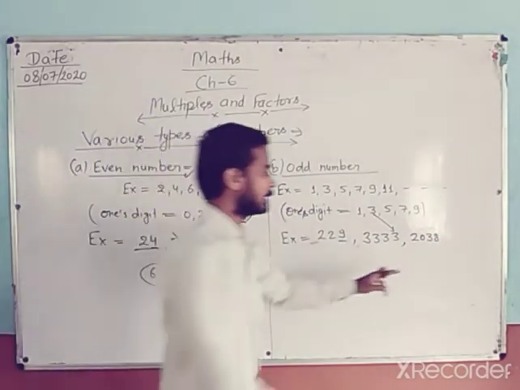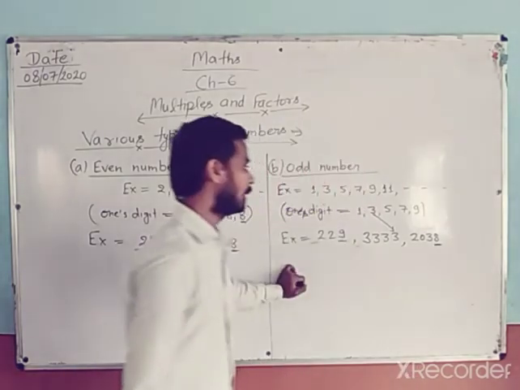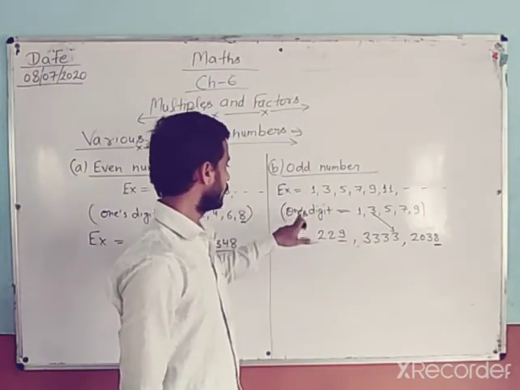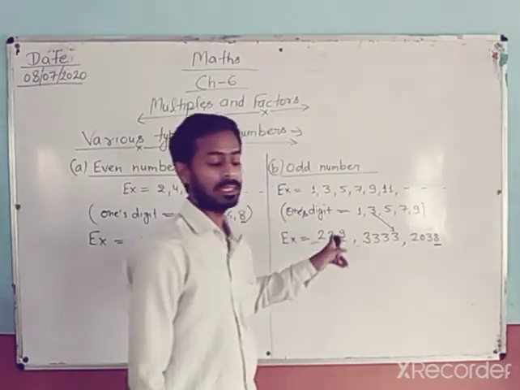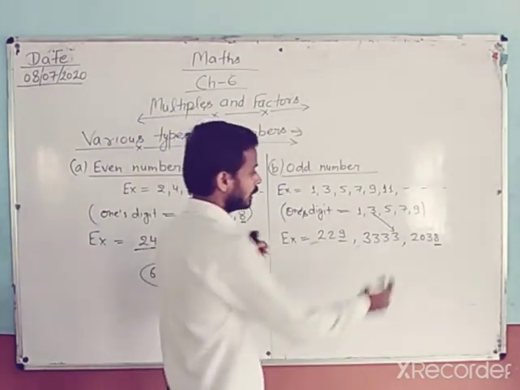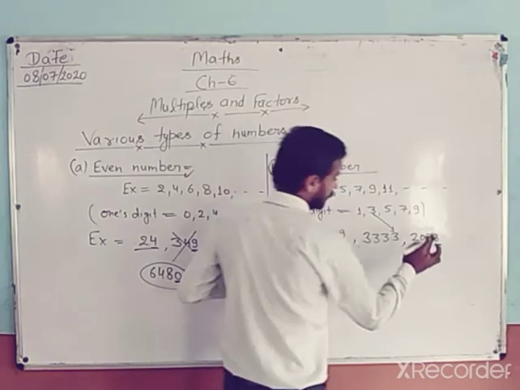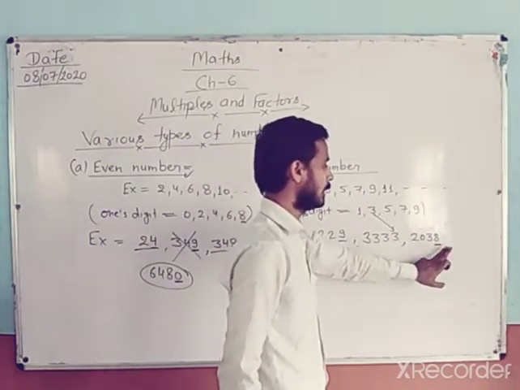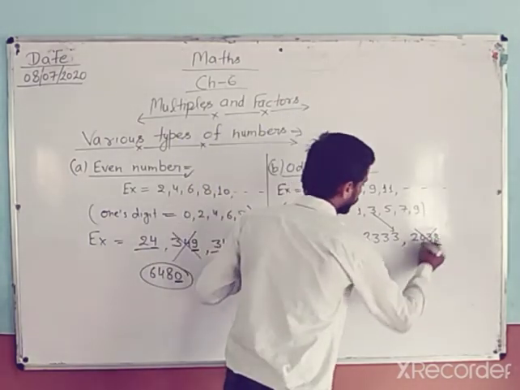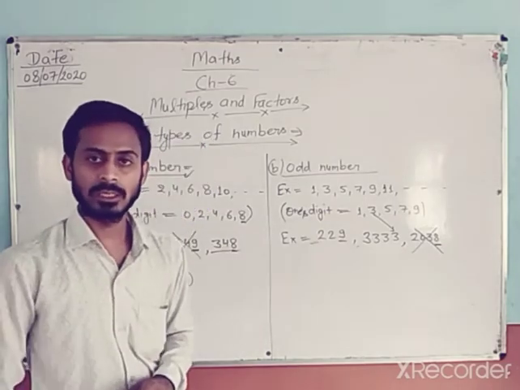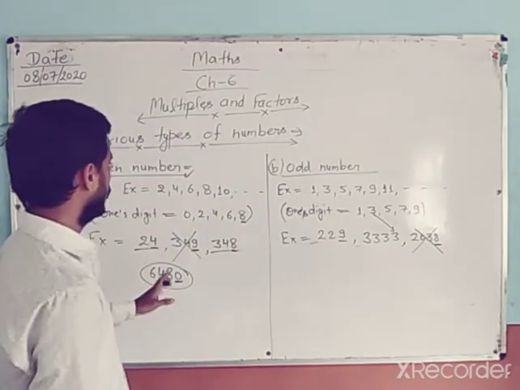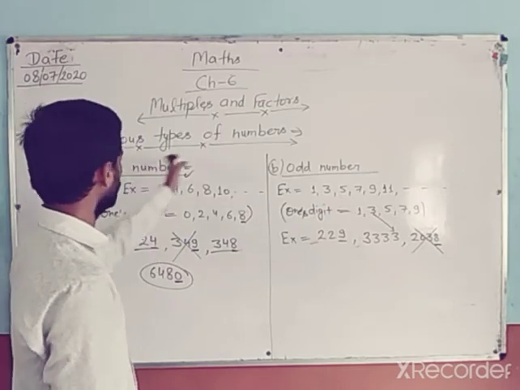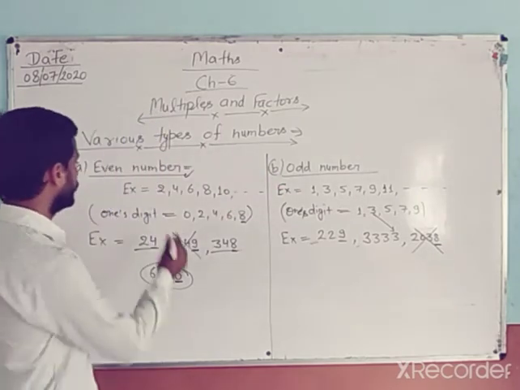See, ones digit is 8, but according to this property, if ones digit is 1, 3, 5, 7, 9, then the number is odd number. But in 2038, the ones digit is 8. That is why this one is not odd number. Is it clear? Now you can see the difference between the even number and odd number.